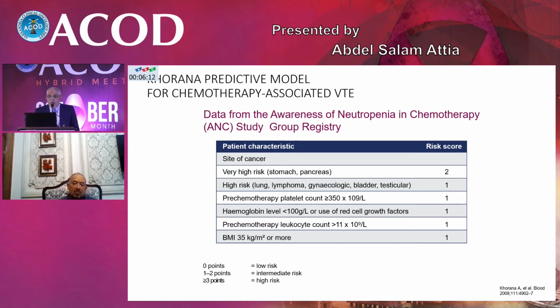For the site of cancer, very high risk are the stomach and the pancreas; high risk are the lung, lymphoma, gynecological, bladder, and testicular. Very high risk gets 2 points, high risk gets 1. Pre-chemotherapy platelet count more than 350 gets 1, hemoglobin level less than 10 or use of red cell growth factors gets 1, pre-chemotherapy leukocyte count more than 11 gets 1, and BMI more than 35 kilograms per meter squared gets 1. A score of 0 is low risk, 1 to 2 is intermediate risk, and 3 or more is considered high risk.